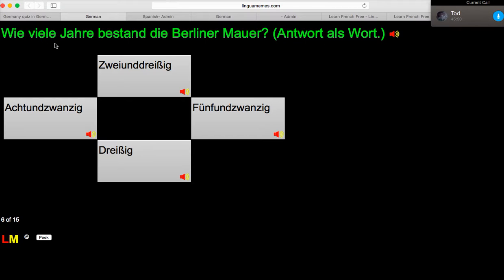I'll do it again. Wie viele Jahre bestand die Berliner Mauer? Antwort als Wort. Which is, I mean, we don't have much of a choice. We have to Antwort als Wort. We can't Antwort als Nummer. Mauer is wall, isn't it? It is. Now, did you just know that offhand? I think Berliner Mauer is a bit of a phrase that people knew. Okay. But you can think of it like mural sort of thing. Yes, I was going to say the etymology is quite clear. Mural. So it's how many years did it bestand?